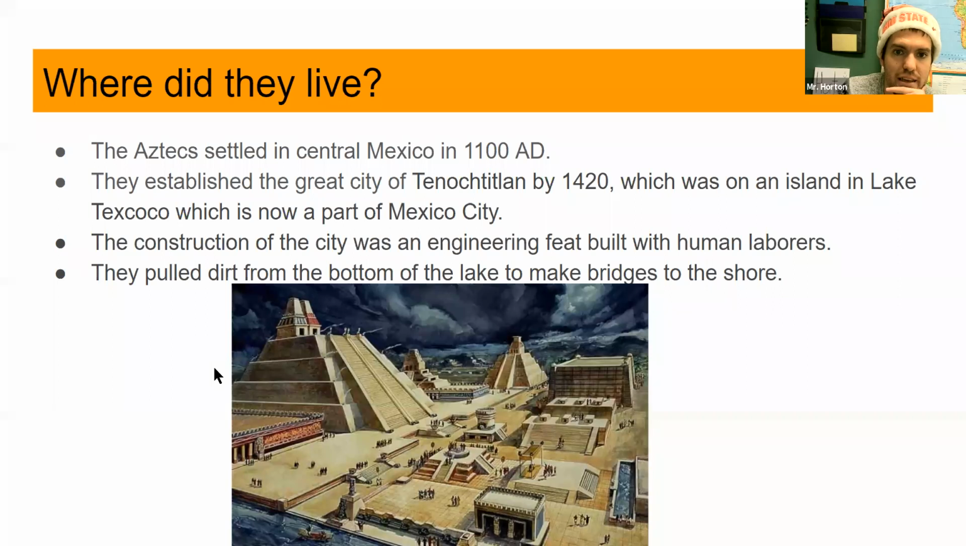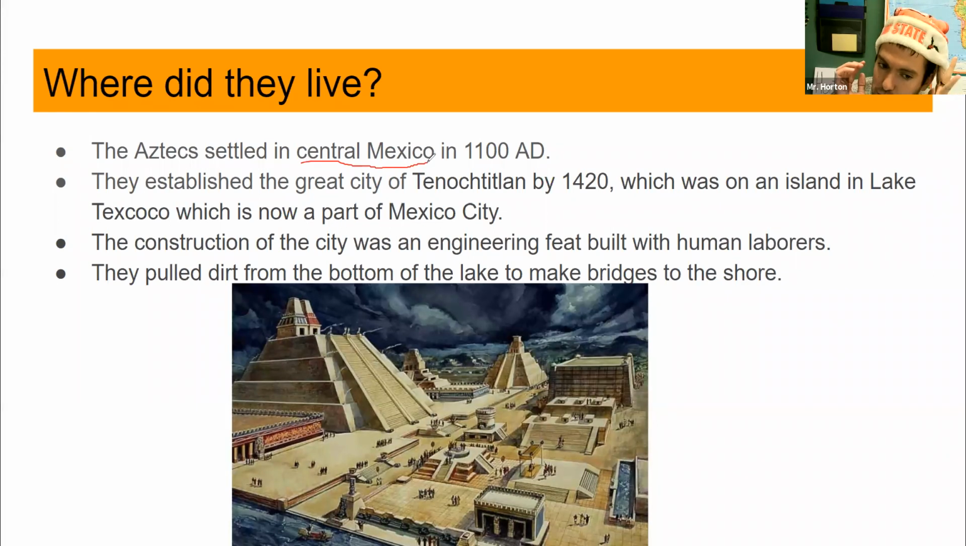So they were located mainly in central Mexico. Just a little bit north of the Mayans. And we'll take a look at a map here in just a second on the next slide. But they settled in central Mexico.